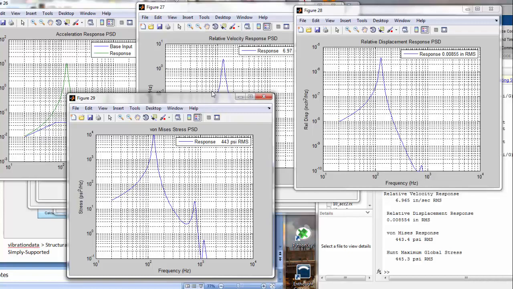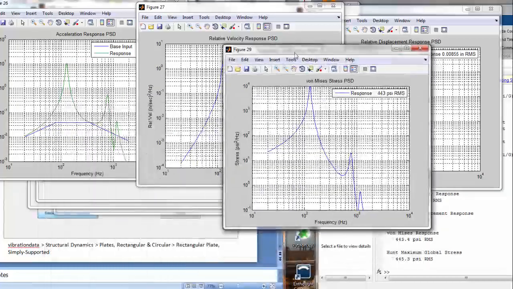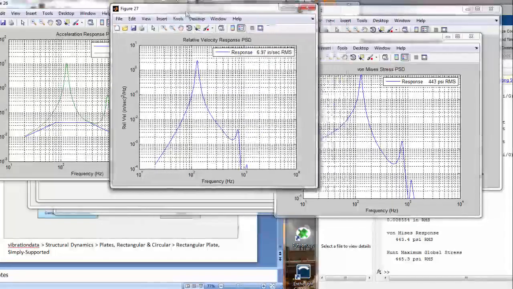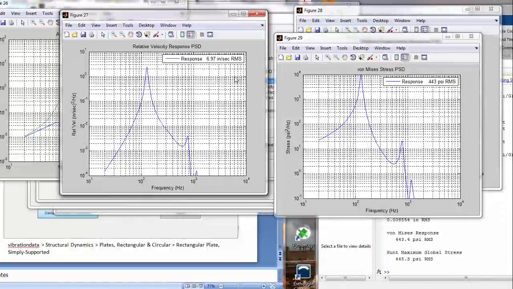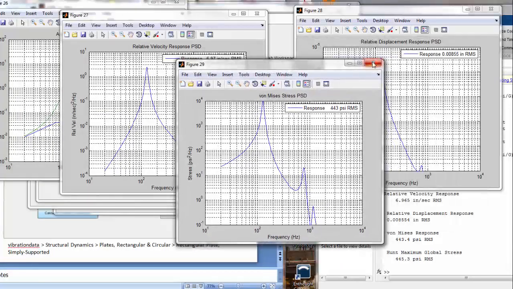And then as we go to our stress PSD, well, it kind of sort of looks like the relative velocity PSD in a hand-waving sort of way. But it has its own unique character as well.